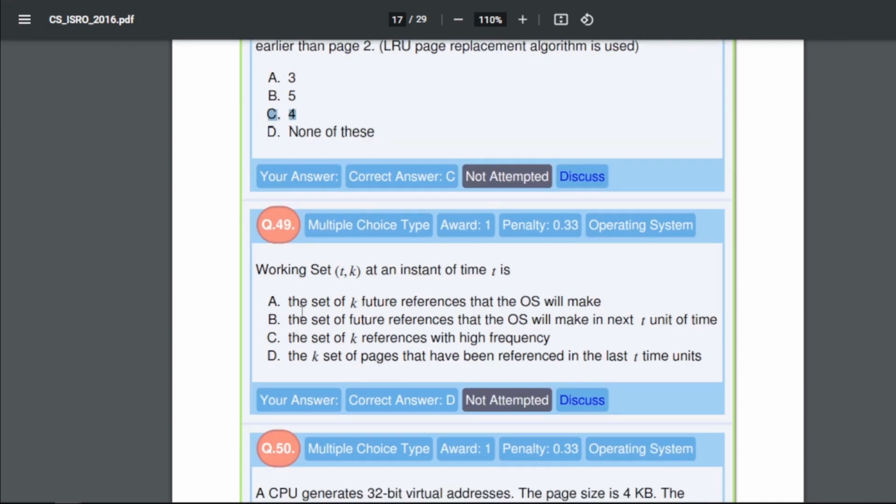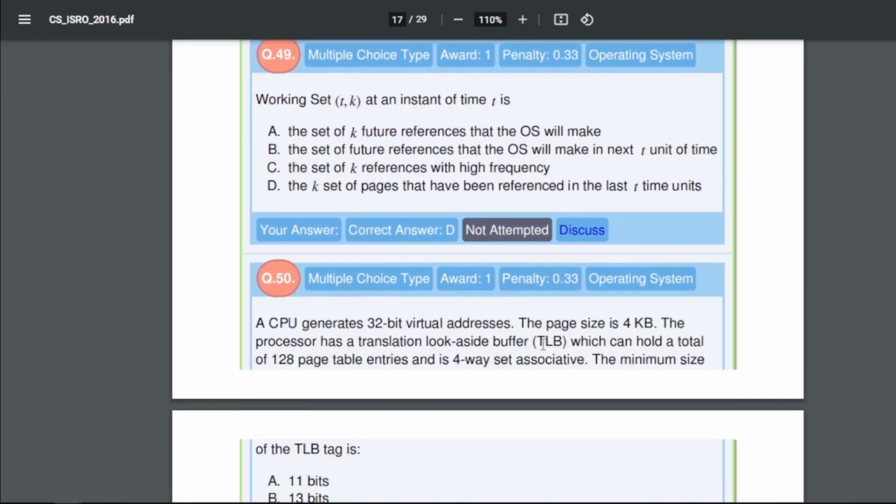Now question number 49: working set (t, k) at an instance of time t is what? Working set (t, k) at an instance of time t is D, that is the k set of pages that have been referenced in the last t time units. Again, working set (t, k) at an instance of time t is the k set of pages that have been referenced in the last t time units, right?